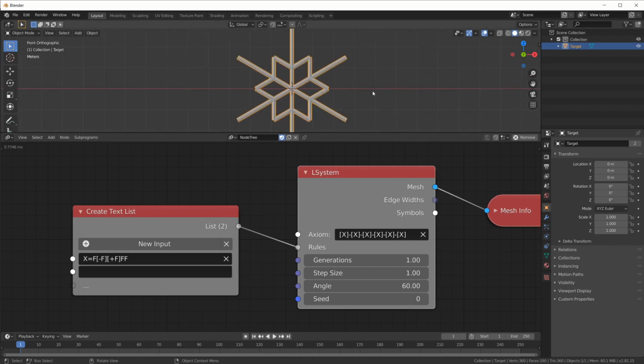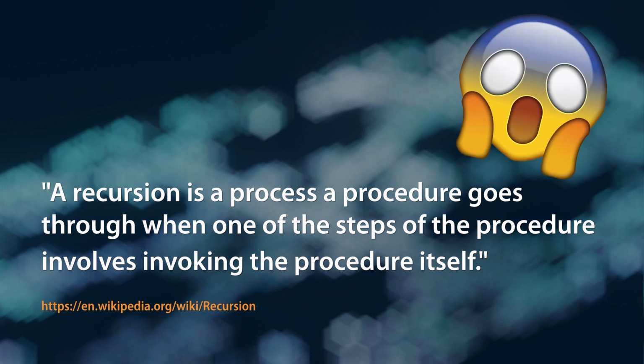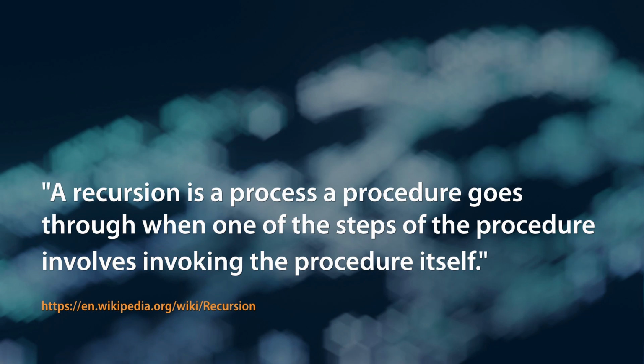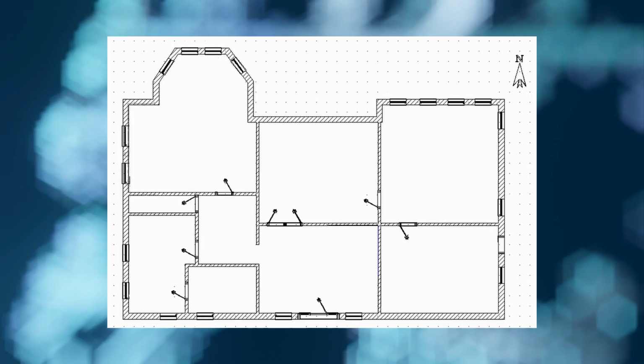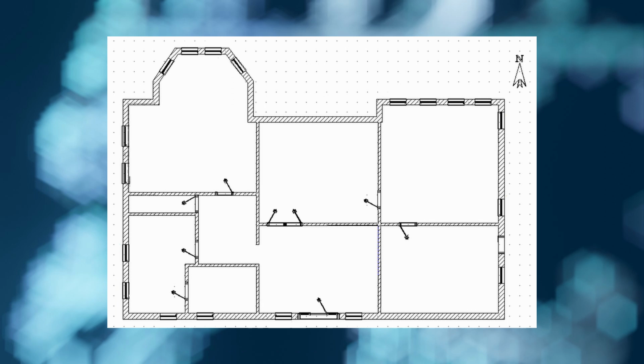But the real magic happens when we use what we software engineers call recursions. A recursion is a process a procedure goes through when one of the steps of the procedure involves invoking the procedure itself. Whew, this sounds like it could break your brain, so let me try and explain it in a hopefully simple way. Imagine your task is to count the number of rooms of a house. No, there are no blueprints available, you have to actually go in and count. How can you go about this?